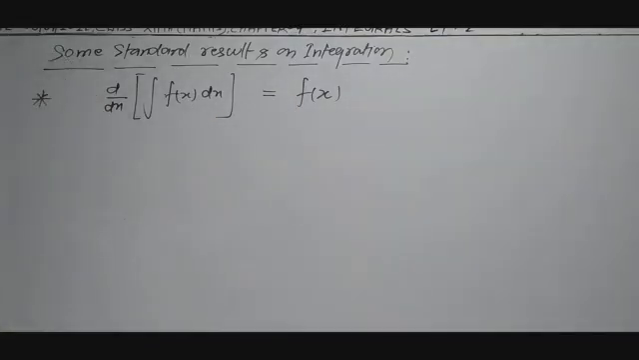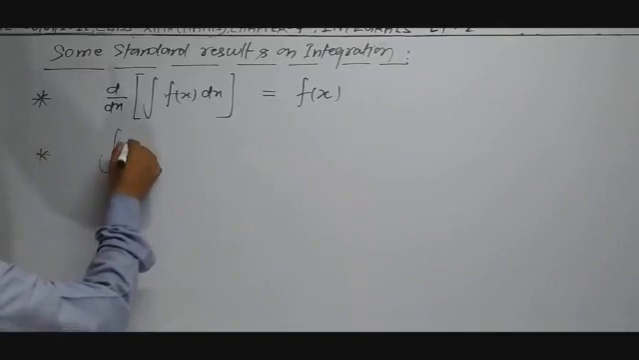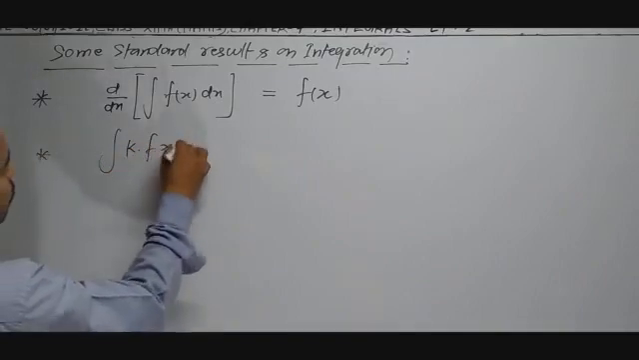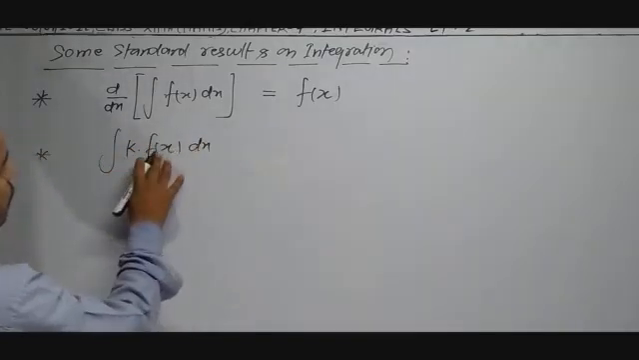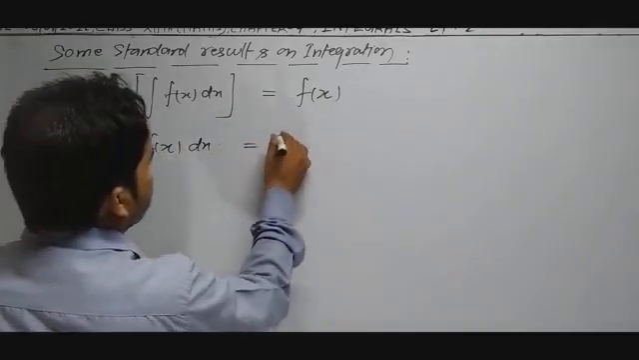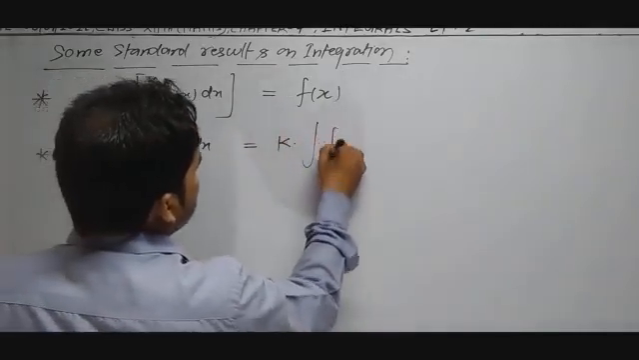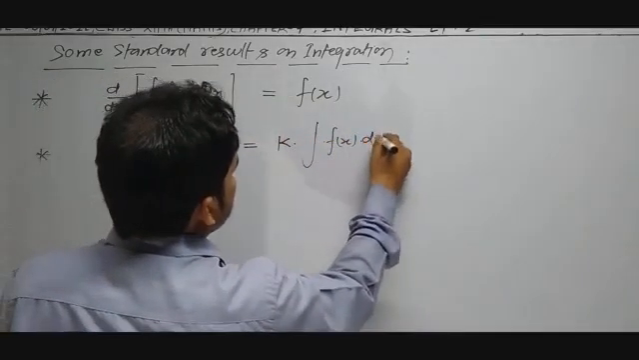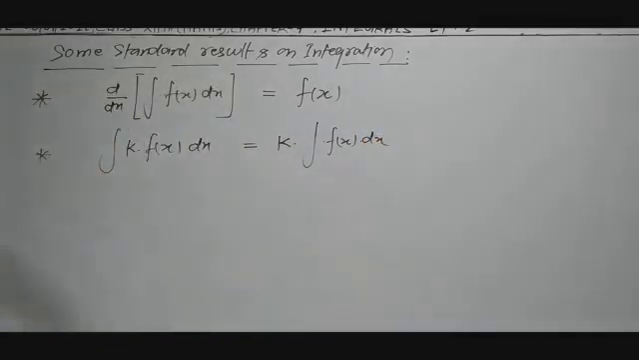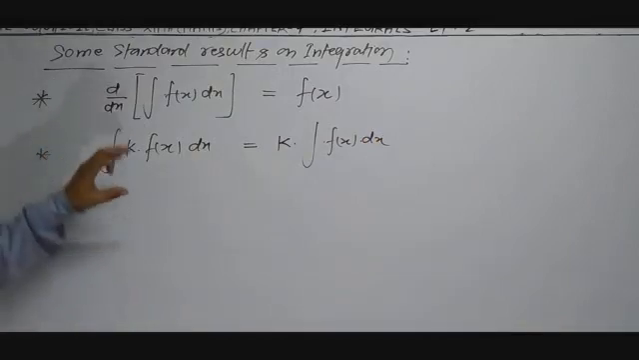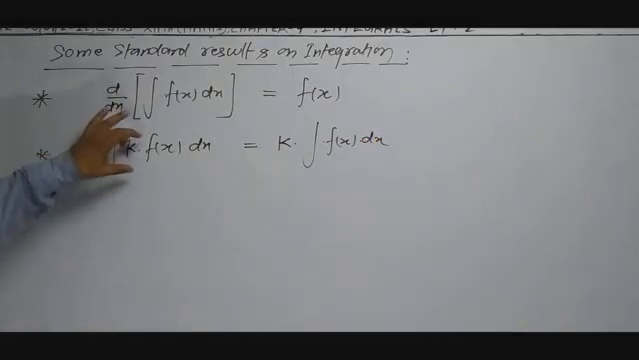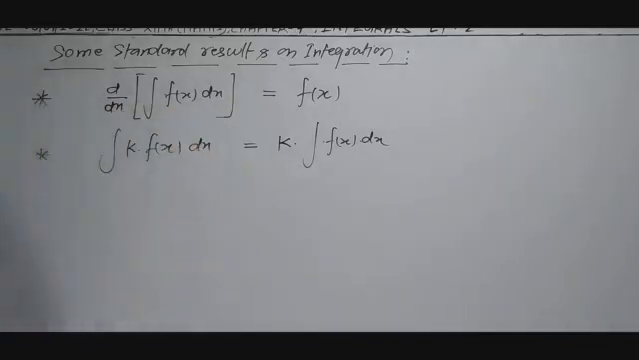Now come to the second point. Integration of k times any function dx is always equal to k times the integration of this function. So this is the second property. It shows that only a constant can be taken outside the integration.